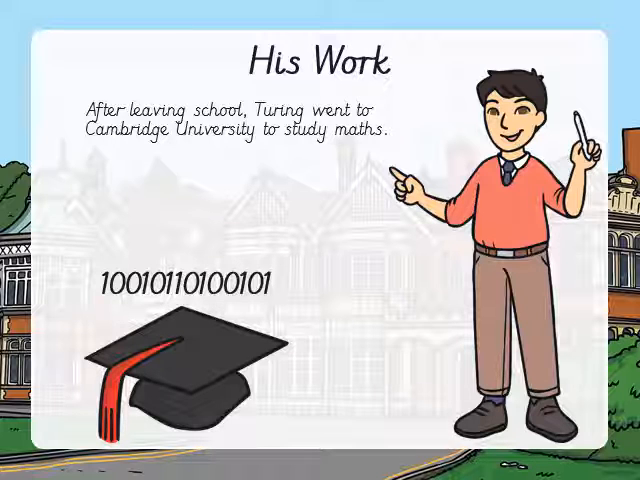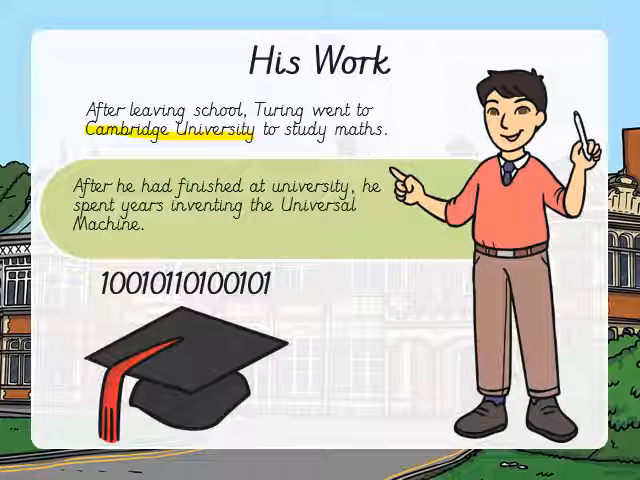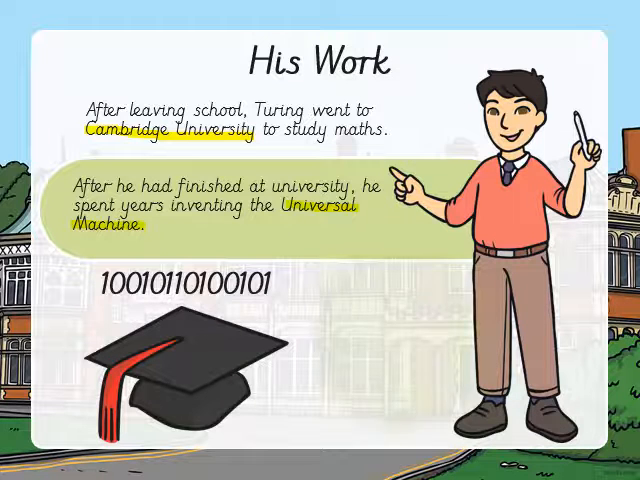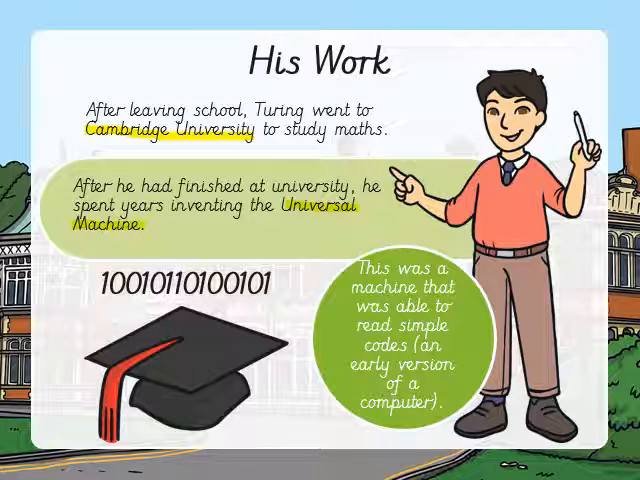After leaving school, Turing went to Cambridge University, which, along with Oxford, is one of the two most famous universities, to study maths. After he finished at university, he spent years inventing a universal machine. I wonder what this machine did. Let's see if we can find out. This machine was able to read simple codes, and it was an early version of a computer. So he invented a really, really early version of a computer.